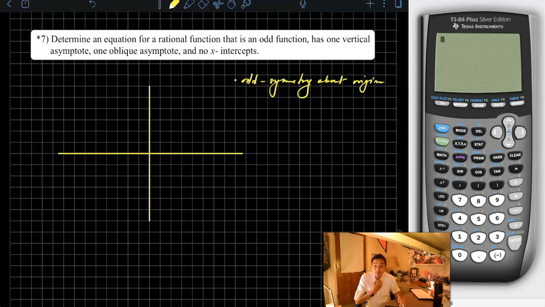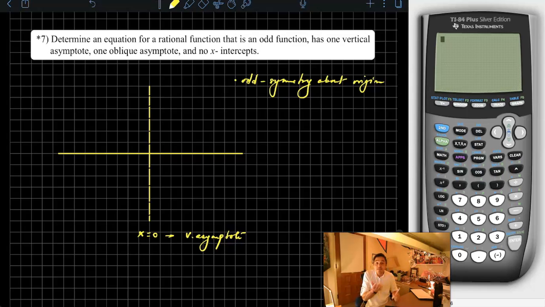No x-intercepts, one vertical asymptote. So if it has only one vertical asymptote and it is odd, that gives us a constraint: if I had a vertical asymptote here, I'd also need to have one on this side for it to be symmetrical. Since I can only have one, that vertical asymptote would have to be at x equals 0. It would have to be the y-axis itself.